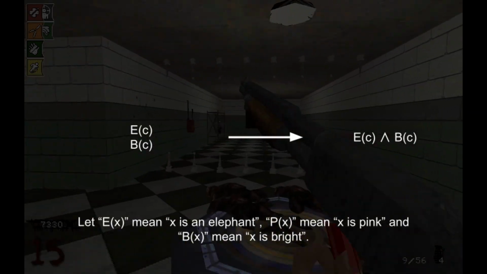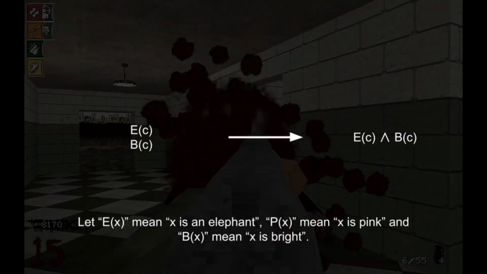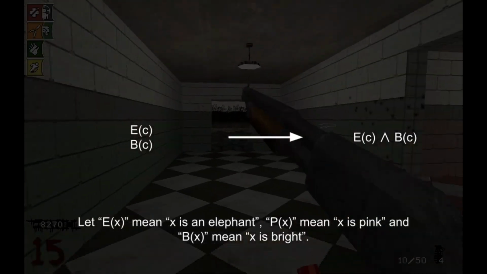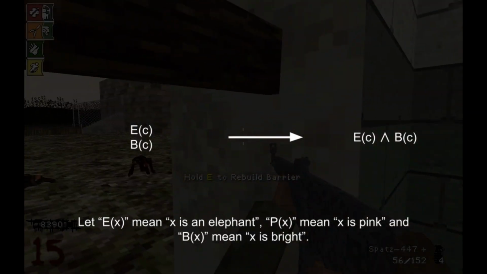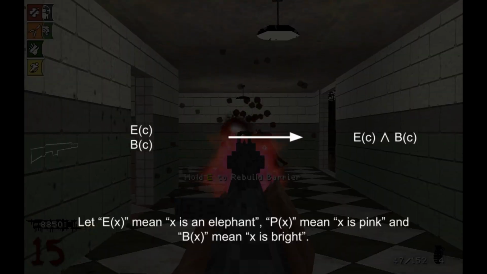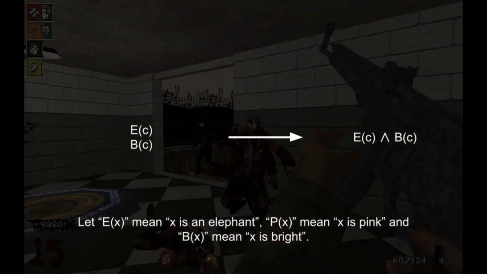Now, since we know that C is E and C is B, we can say that C is E and C is B via and introduction. Remember, if you know two propositions are true, you can get the and connective and connect them together with that. So now you have C is E and C is B, right?